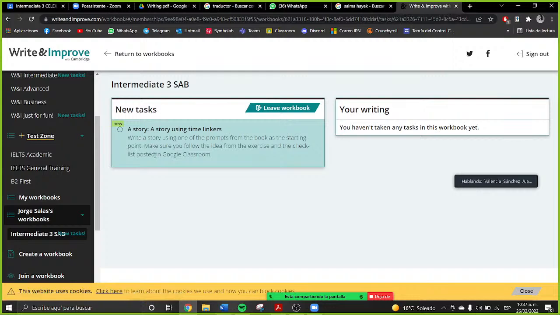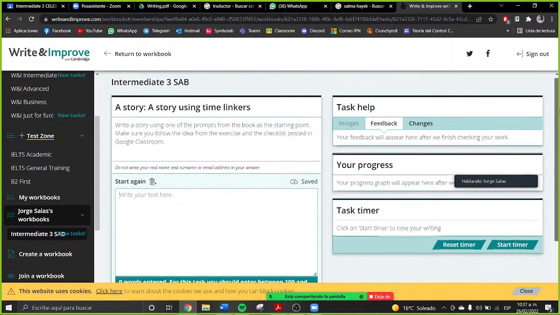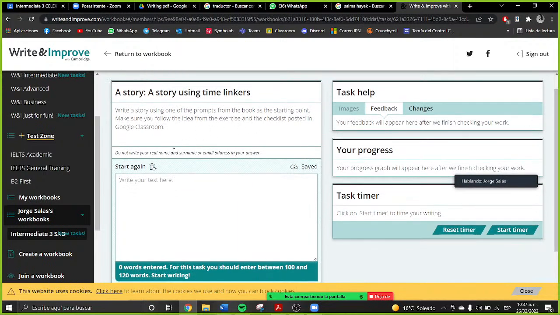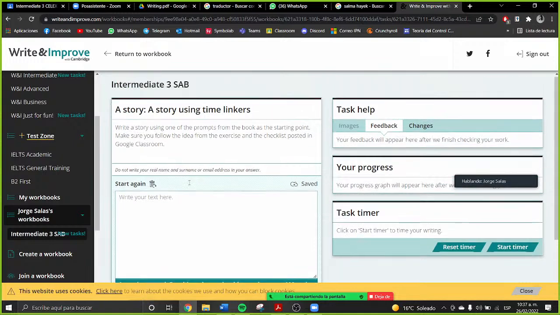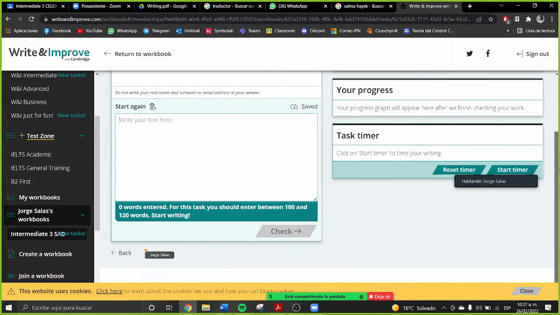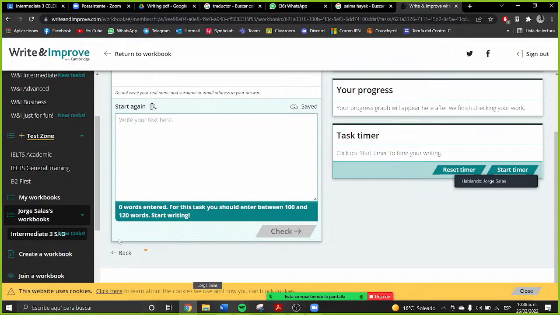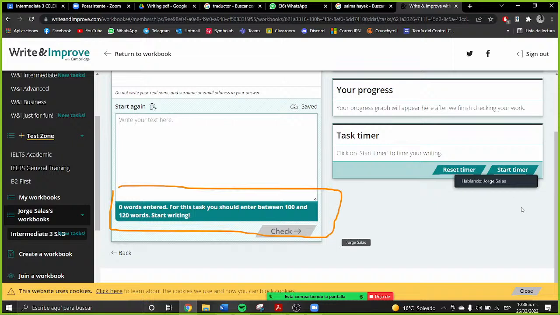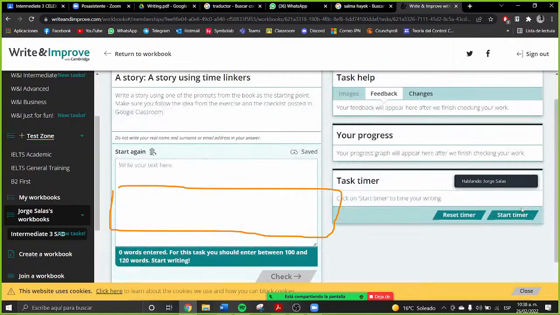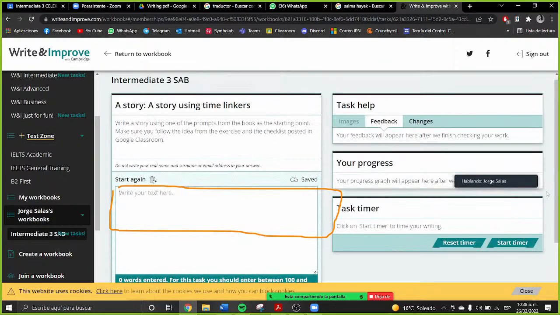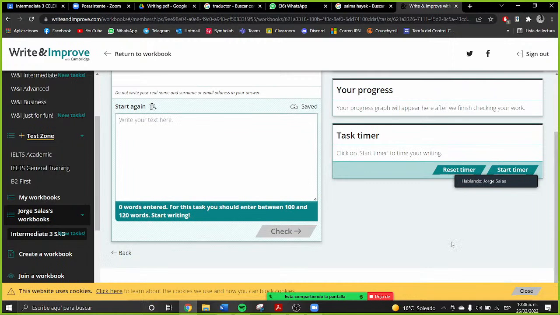A story. Once you click on it, you have the instructions, and you also have this part where it says write your text here. And down below, you have this part. Can you scroll it down just a bit? There. Don't move it. This part where it says 0 words entered. For this task, you should enter between 100 and 120 words. That is the amount of words that you need to write.